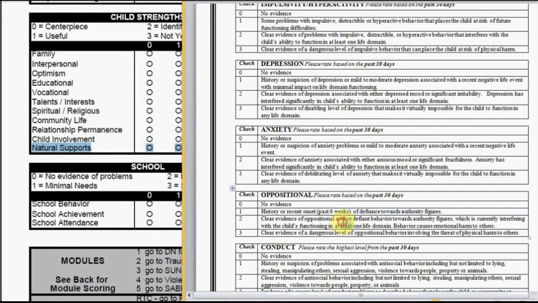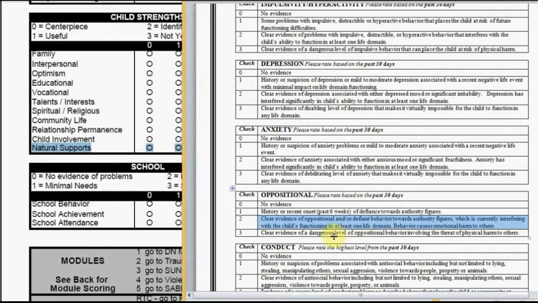In 2, there's clear evidence of oppositionalism and or defiant behavior towards authority figures and it interferes with the child's functioning in at least one life domain. And the behavior causes emotional harm to others. So that behavior is such that someone is being emotionally harmed.